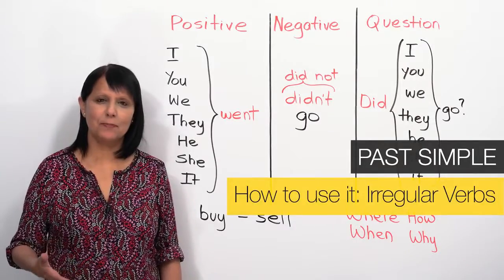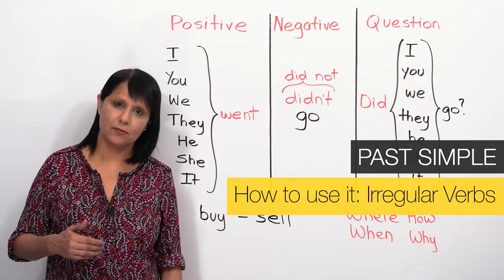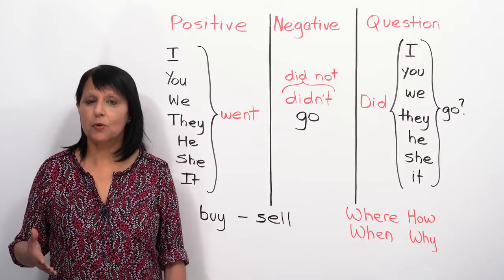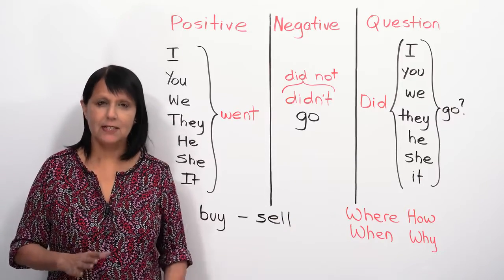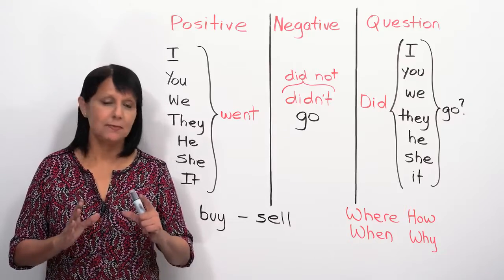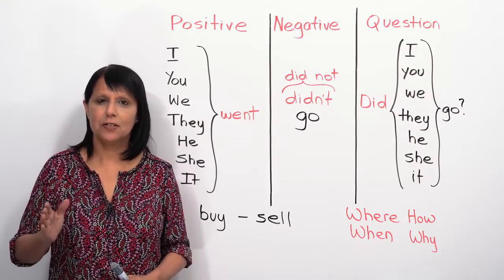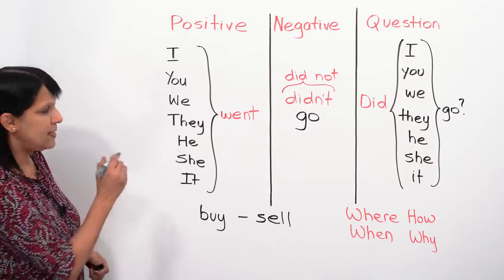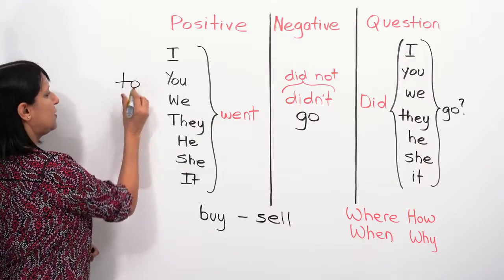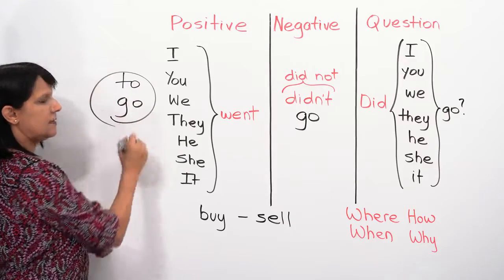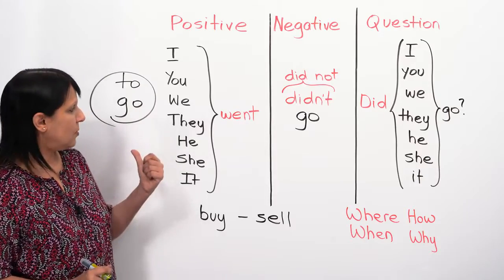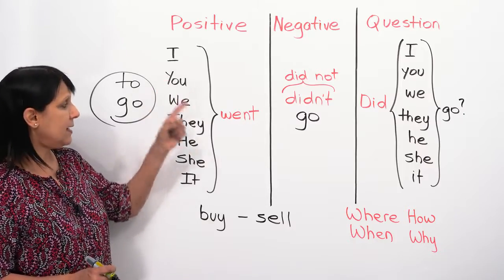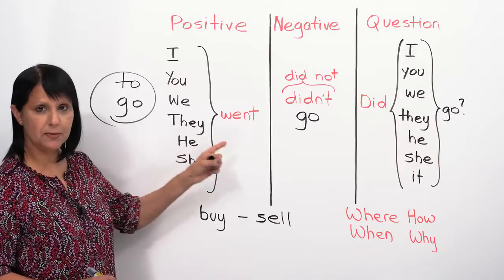Now let's look at how to form the past simple tense with irregular verbs. So once again, what's an irregular verb? That's a verb where the past tense form is quite different or sometimes completely different from the regular base form of the verb. Let's look at an example here. Our base verb is going to be the verb to go. All right? This is our base verb. So, in the past, in a positive sentence, what do we say? I went. Go becomes went.